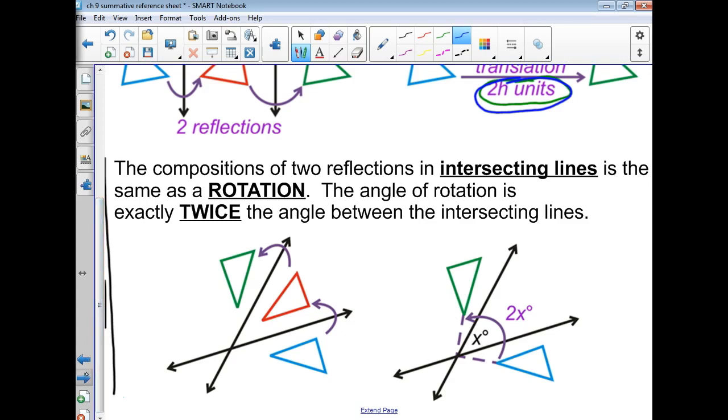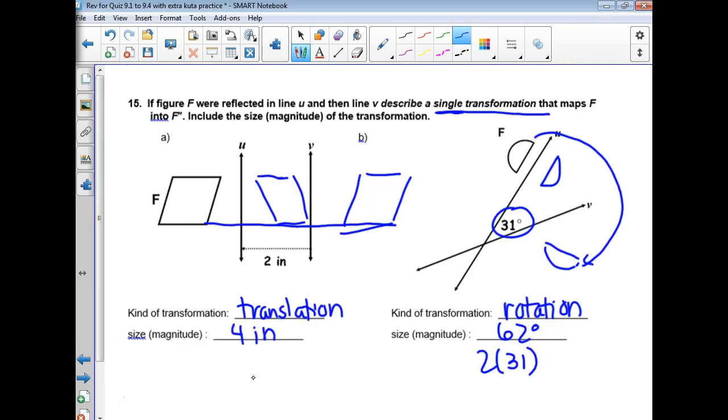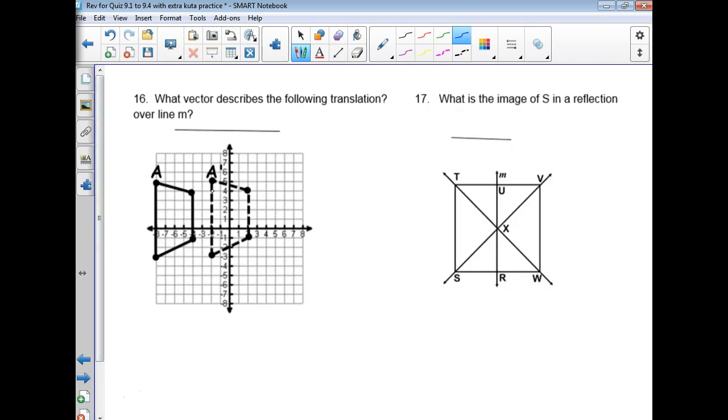Okay. All right, back to the review. What vector describes this translation in that picture? Well, how did it slide, and which one do you start with? There's the notation on there. You have to pay attention to the notation. This is your first figure. It went over to here. The dashed one is your new one. So what's that move? 1, 2, 3, 4, 5, 6. So it went 6 to the right, which would be a vector of 6. Did it go up or down? No. 0. 6, 0.